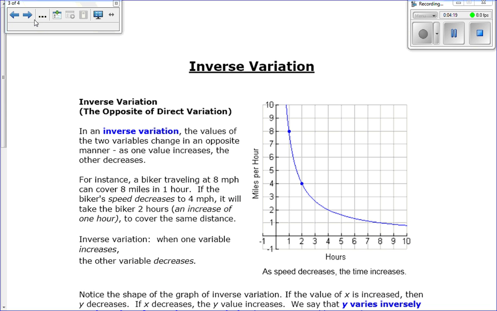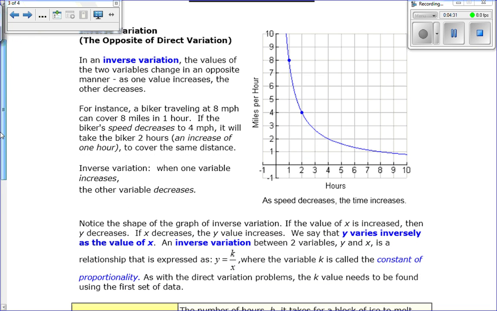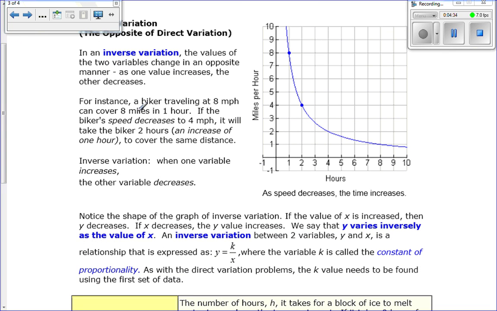The other kind of variation we have is inverse variation. And that means the opposite of direct variation. And in an inverse variation, the values of the two variables change in opposite manner. As one increases, the other decreases. For instance, a biker traveling at 8 miles per hour can cover 8 miles in 1 hour. If the biker's speed decreases to 4 miles per hour, it will take the biker 2 hours, an increase of 1 hour, to cover the same distance. So inverse variation, when one variable increases, the other variable decreases.